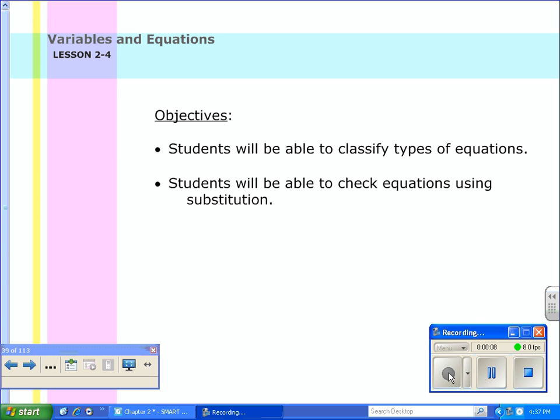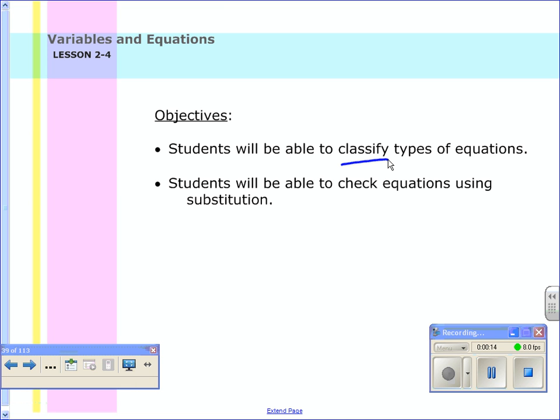Tonight's lesson has two main objectives. First, you will be able to classify types of equations. And we have three types of equations that we're going to look at tonight. And you will also be able to check equations using substitution.